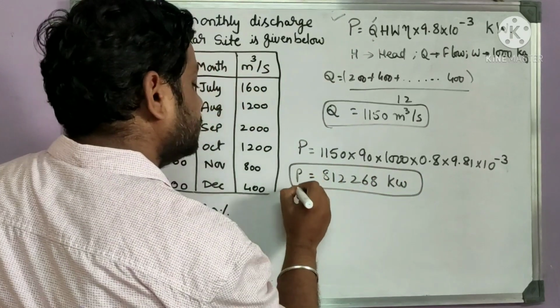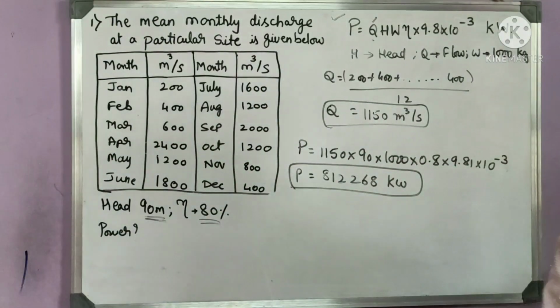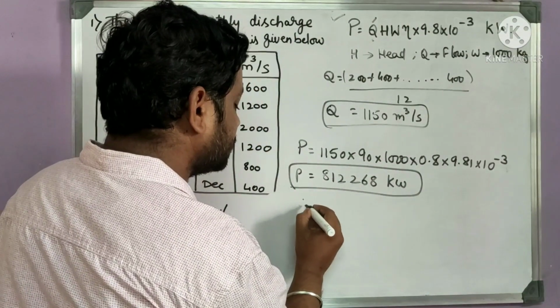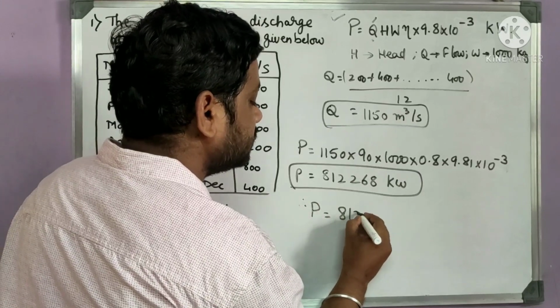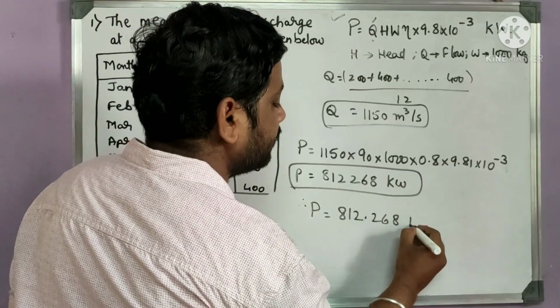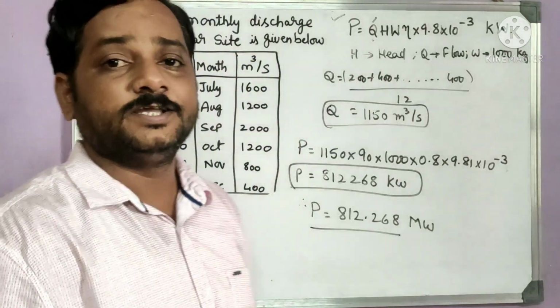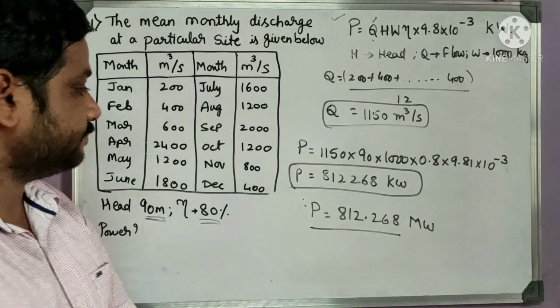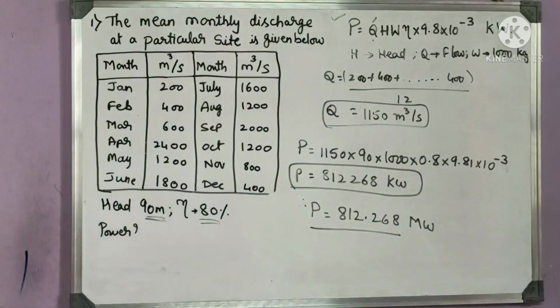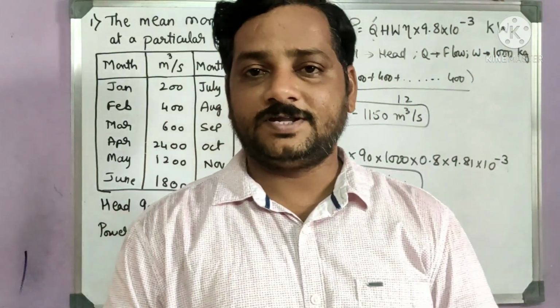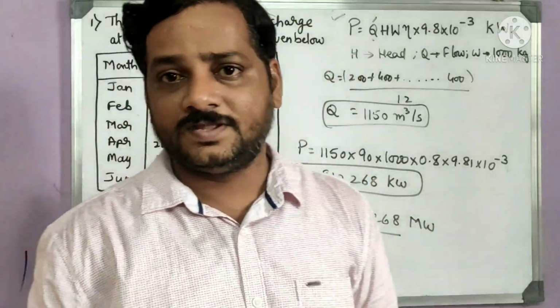So the power generated can be given as 812268 kilowatt. But generally we give these power ratings in megawatts, so convert that into megawatt. Therefore I can say the power developed will be 812.268 megawatt. 812 megawatt per year can be generated using this flow of water. So this is how we can identify how much energy can be generated using the flow of water.